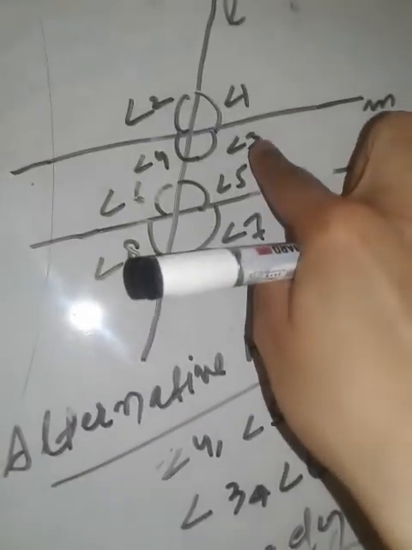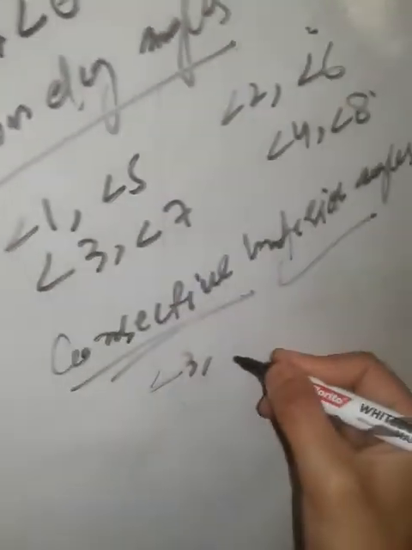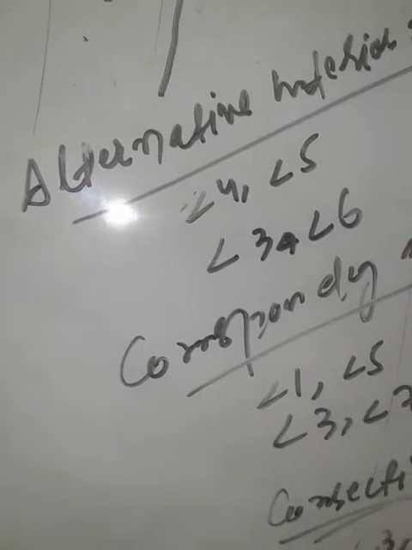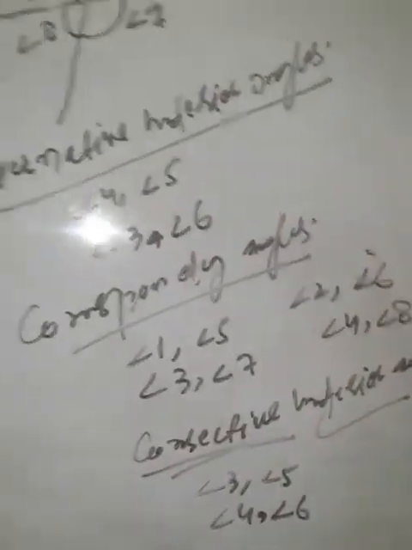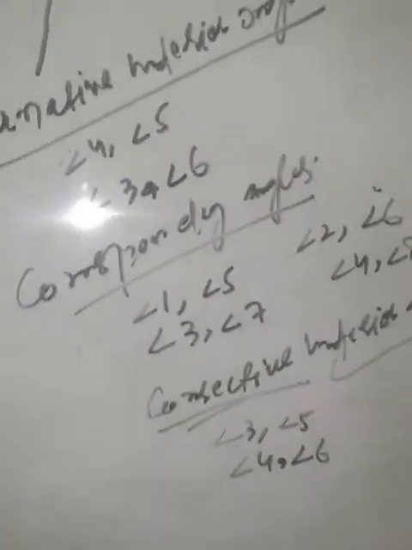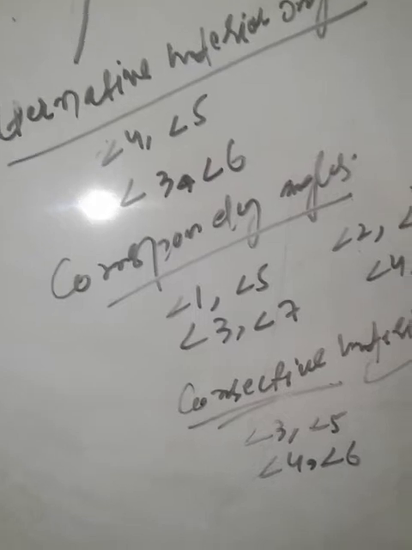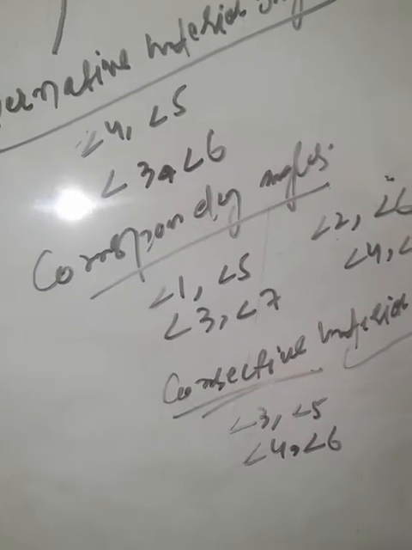Consecutive interior angles. This is angle 3 and angle 5. These are consecutive interior angles. Angle 4 and angle 6. These are consecutive interior angles. Angle 3 and angle 5, angle 4 and angle 6: these are consecutive interior angles.